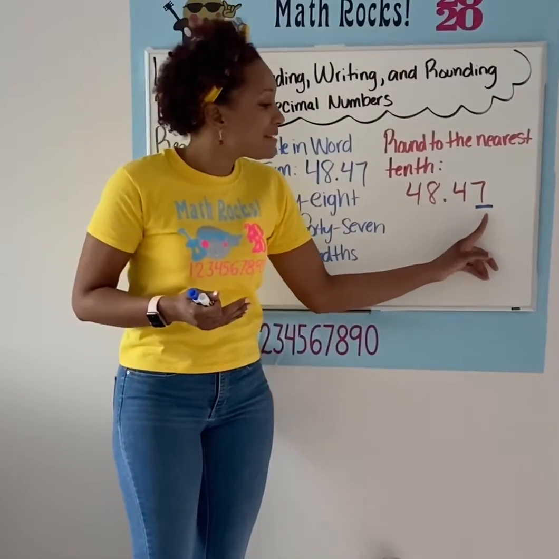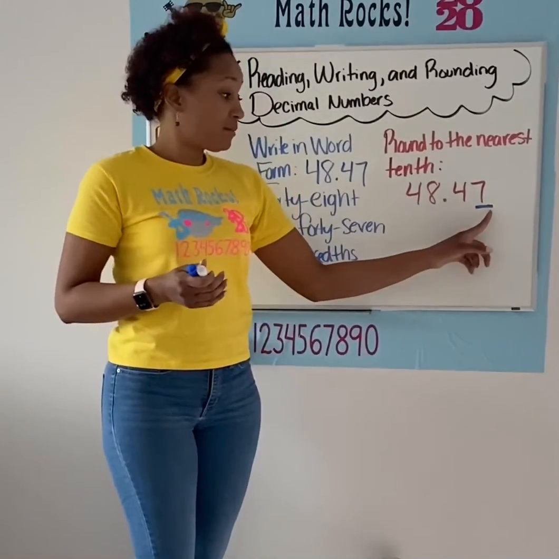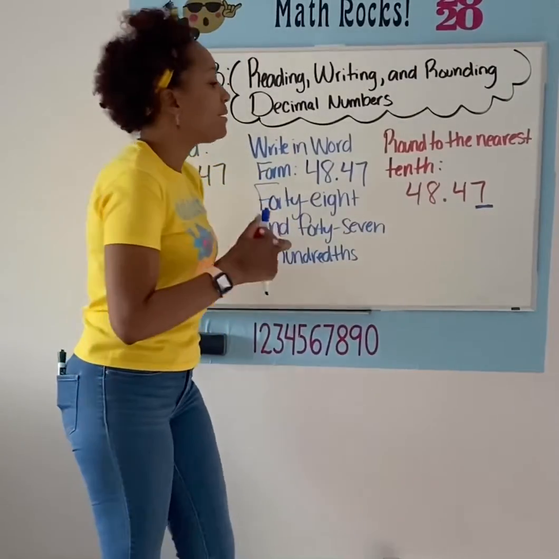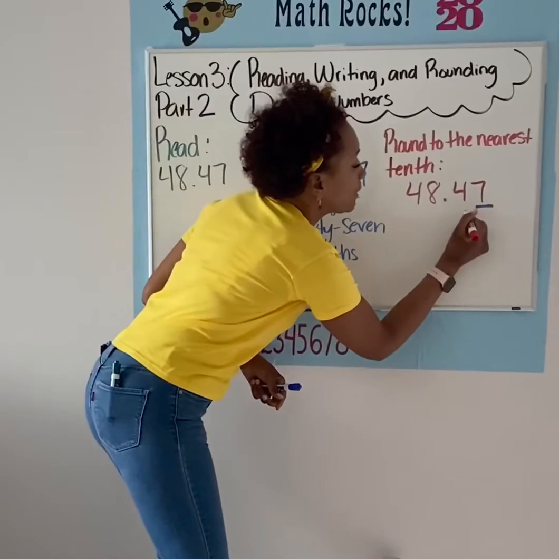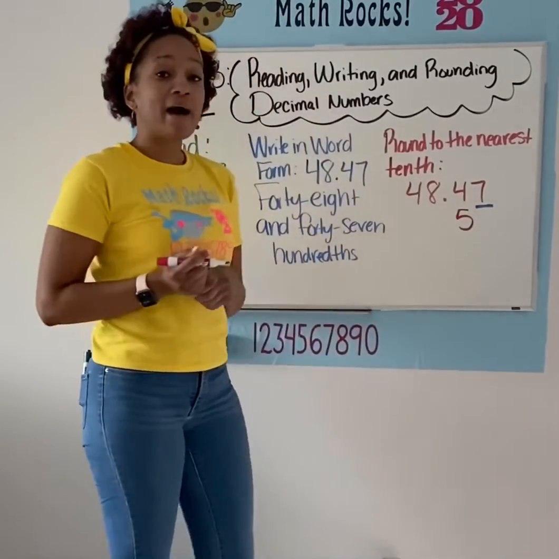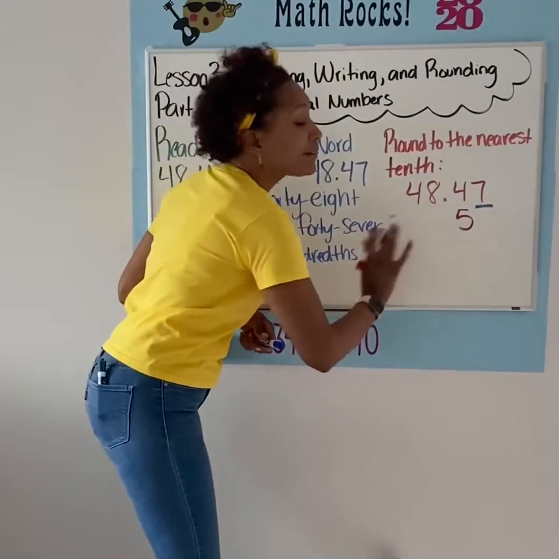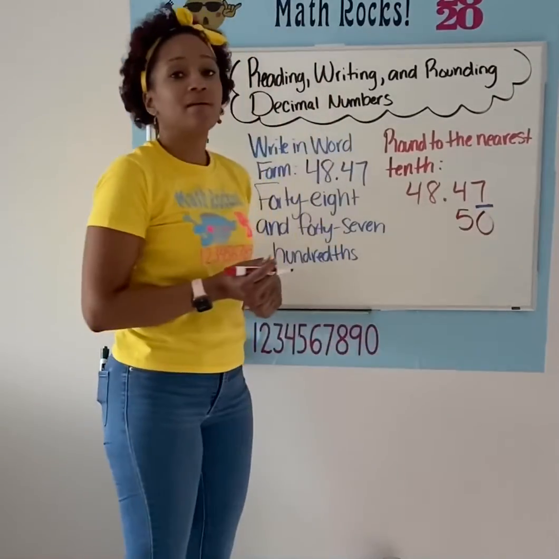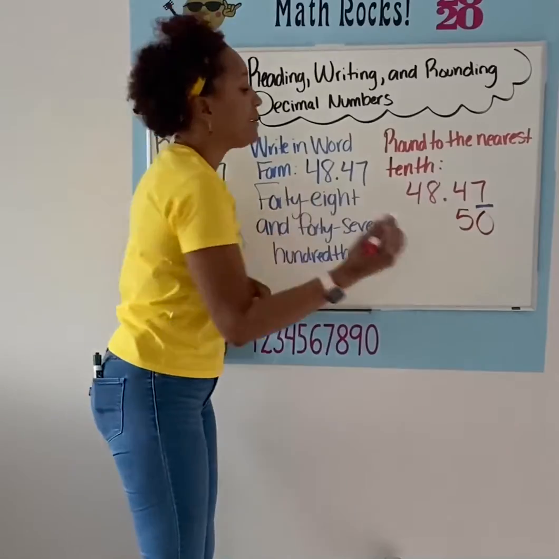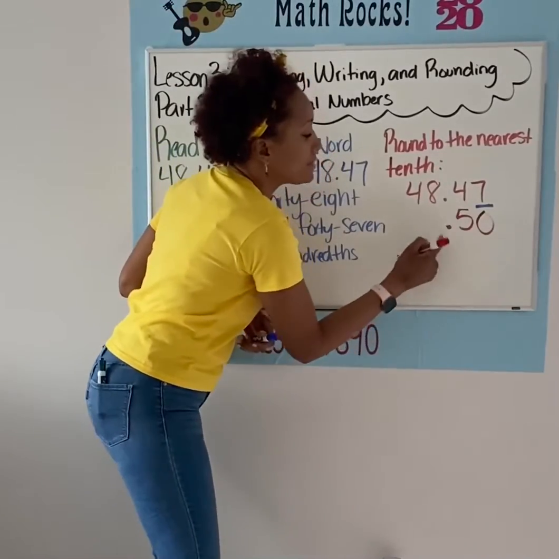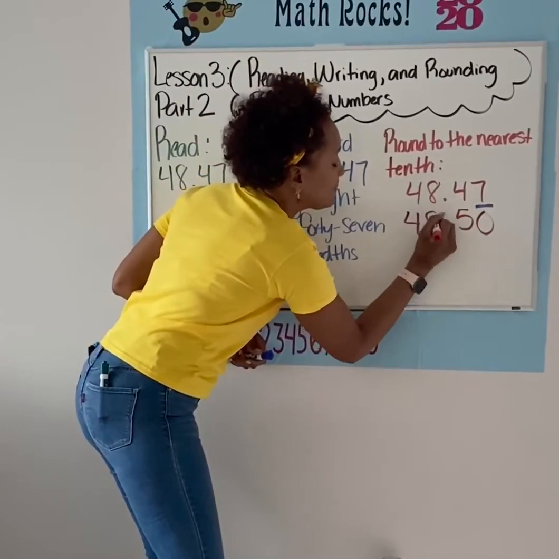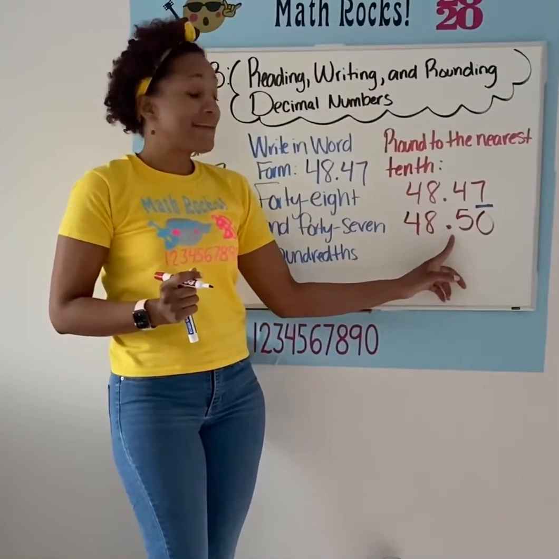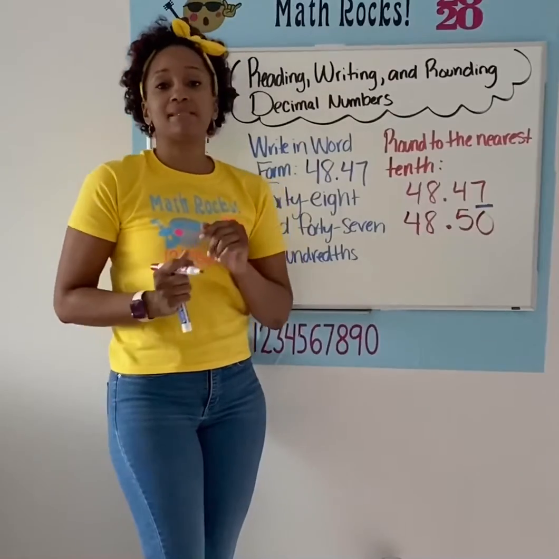So we can all see that the number is 7, which is 5 or more. Therefore, our 4 will become a 5. We're gonna add to the score. So our 4 becomes a 5. Any number after the number we rounded to becomes a 0. And then you copy the remaining numbers. So bring your decimal down and bring down 48. So then we read this number as 48 and 50 hundredths.